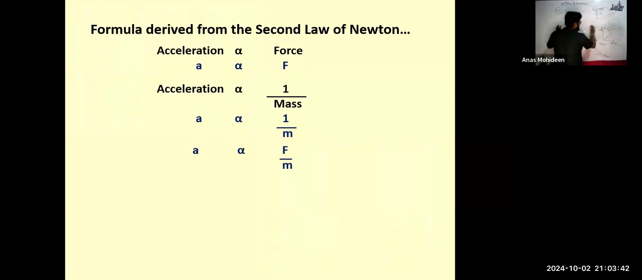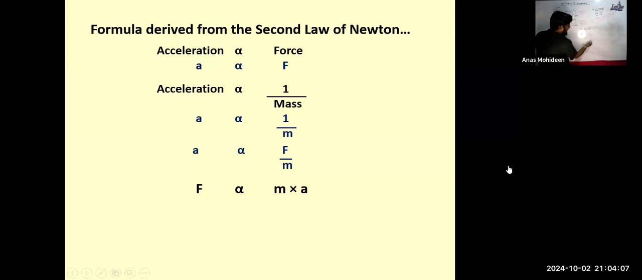When you take both these factors together, A is directly proportional to F over m. So acceleration is directly proportional to force, and acceleration is directly proportional to 1 over m. So we're going to take both together. Acceleration is directly proportional to F over m, F into 1 over m. Okay. And what is the other one?